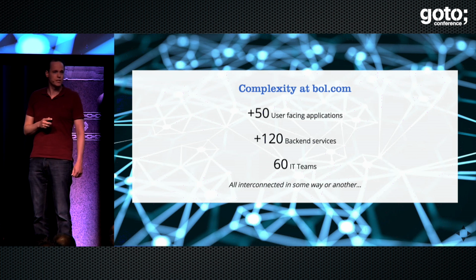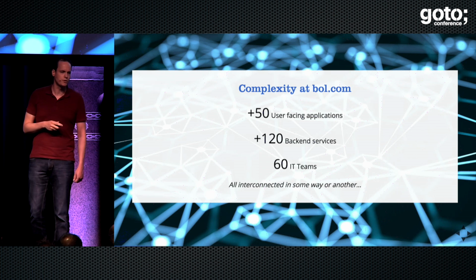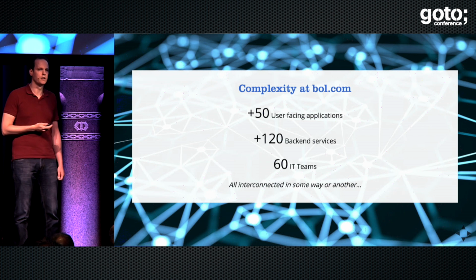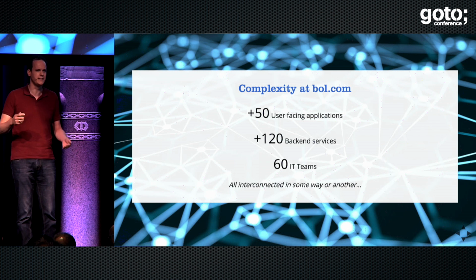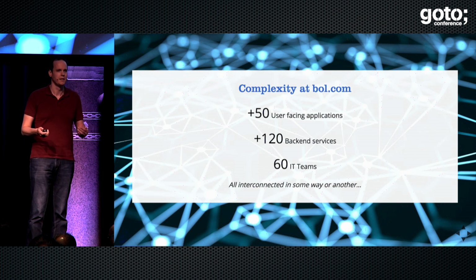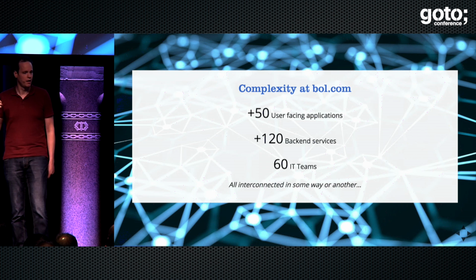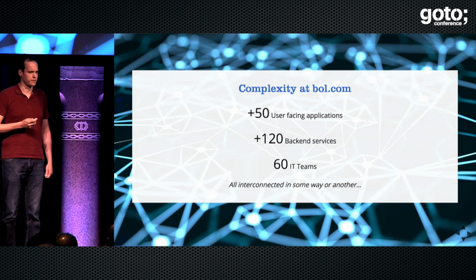So for instance, what does complexity mean at bol.com? Well, we have more than 50 user-facing applications, which are talking to about 120 backend services, and about 60 IT teams that are messing with that. So you can already expect a lot of problems occurring there, and we need to be resilient against that.